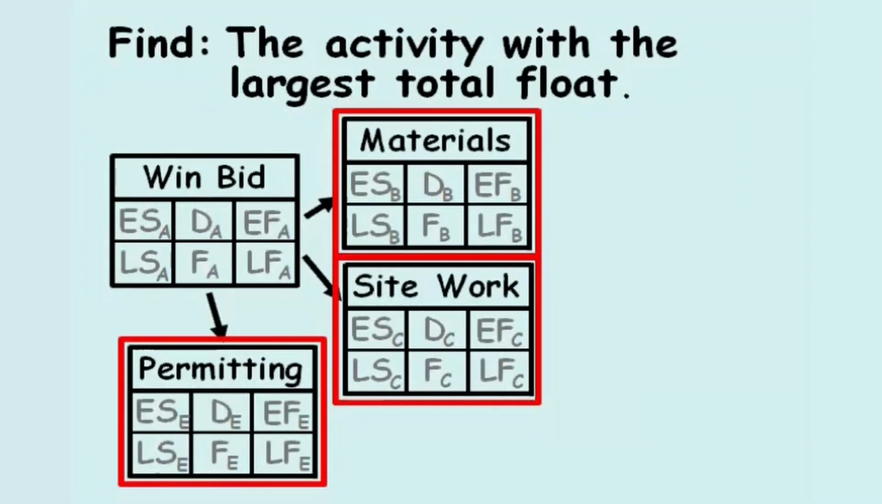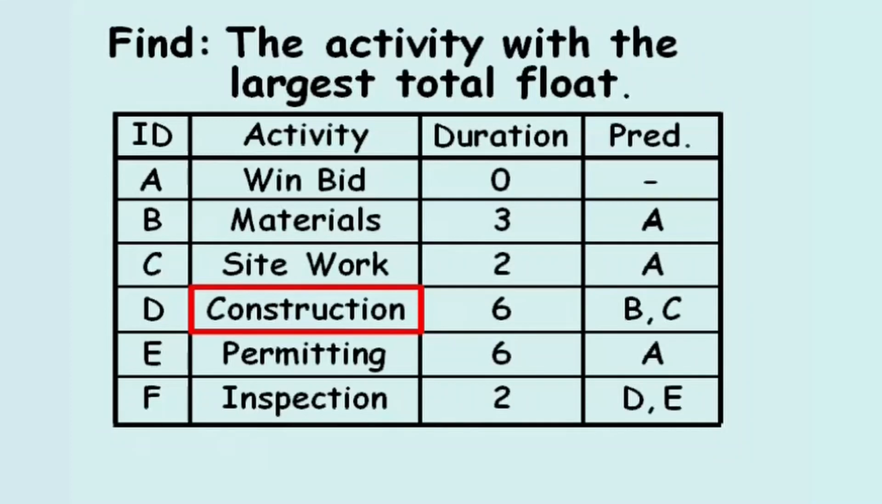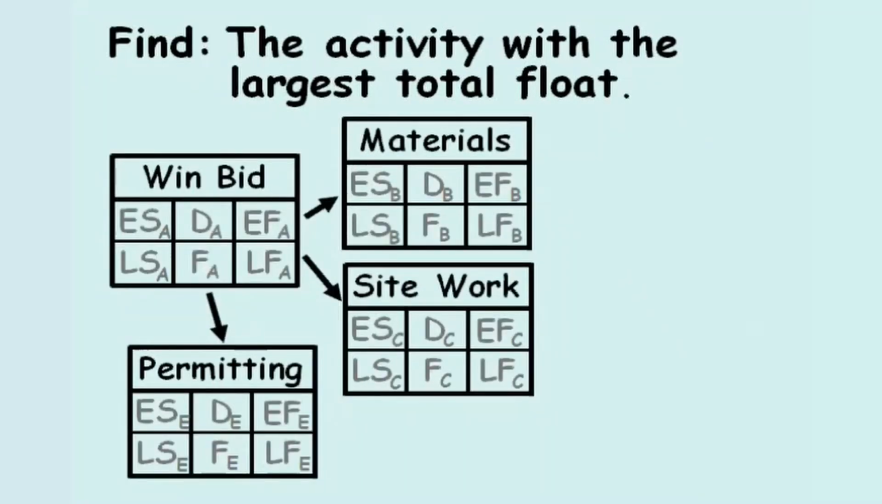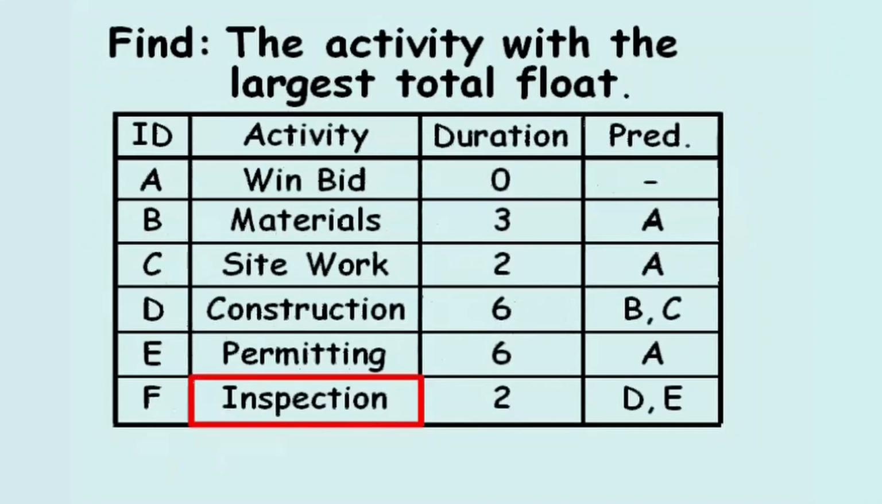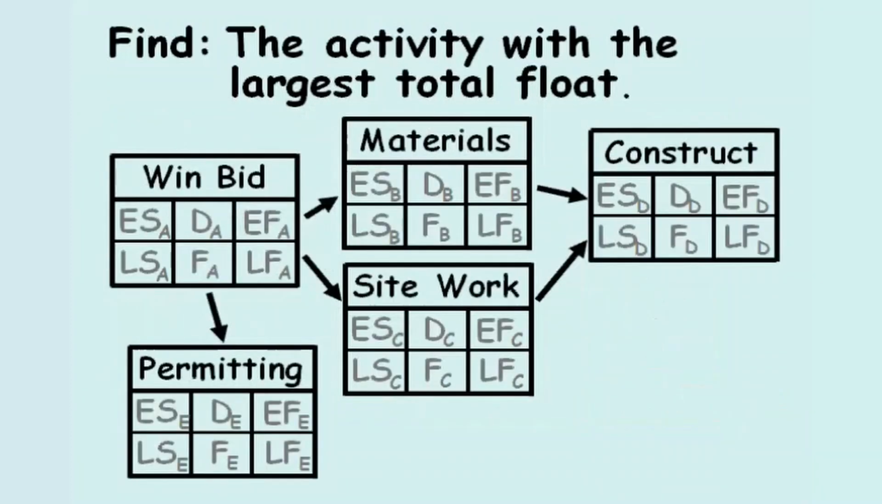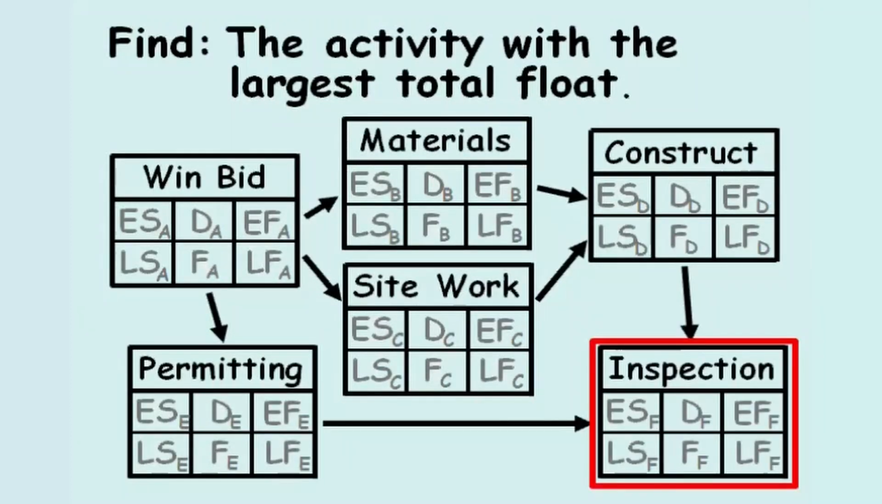The activity table also states construction cannot begin until the materials are ordered and delivered, and until site work is complete. Therefore, on the network diagram, we'll add the construction as the successor of activities B and C. Lastly, the inspection cannot begin until the construction and permitting are complete. So we'll add this activity F as the successor of activities D and E.